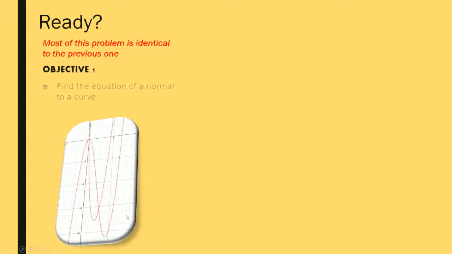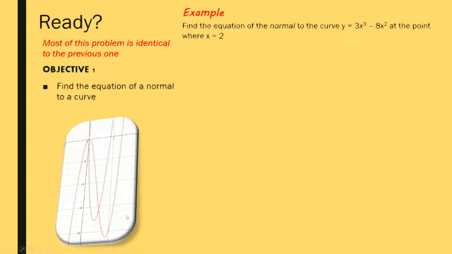So we're going to find the equation of a normal to a curve in the example where we're given the curve y equals 3x cubed minus 8x squared at the point where x equals 2. I used a curve that's not a quadratic to show you that the curves aren't always going to be quadratic. So in this one we have a cubic nature.